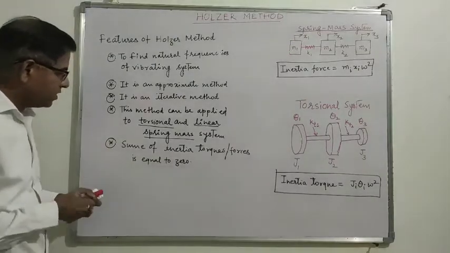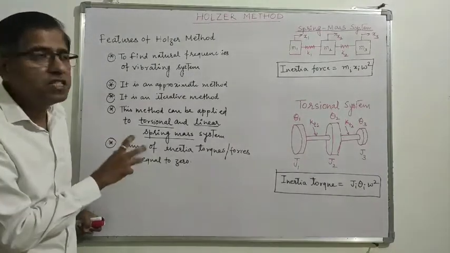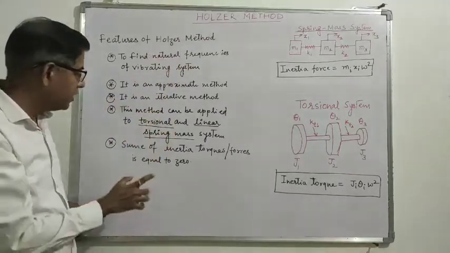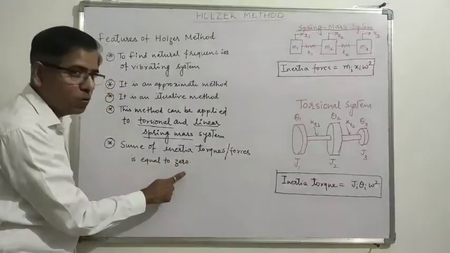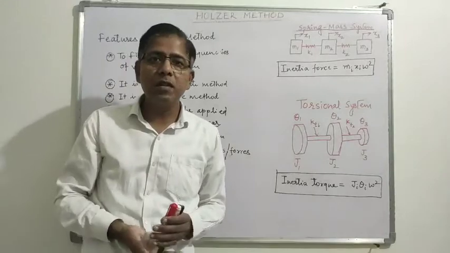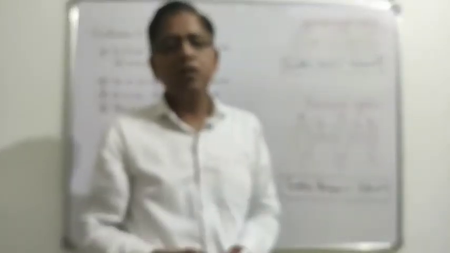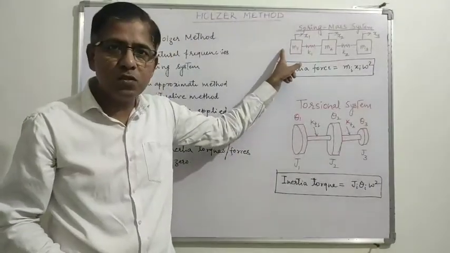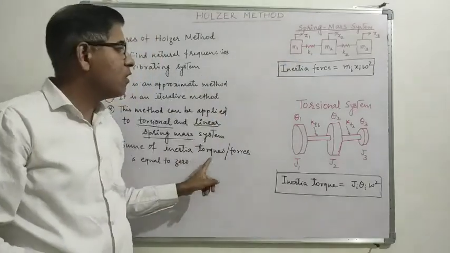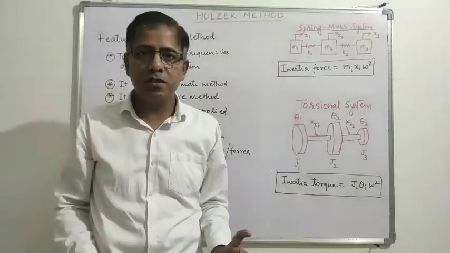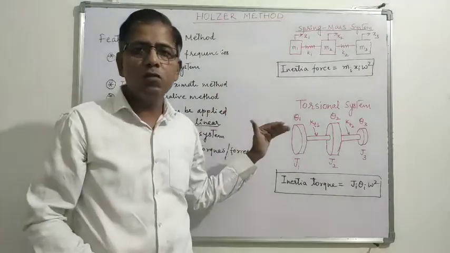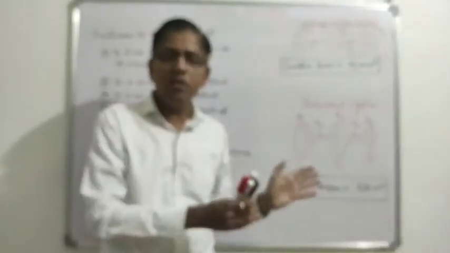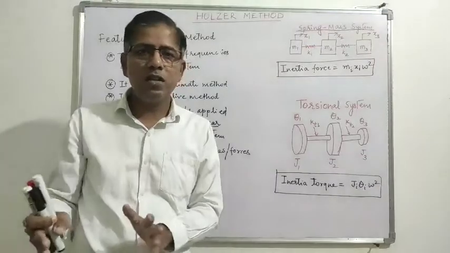And the last one is the principle. On which principle does this Holzer method work? The principle is: sum of inertia torques or forces is equal to 0. So this Holzer method works on the principle that the sum of the inertia forces or inertia torques is zero. Inertia force is the term associated with the spring mass system, and inertia torque is associated with the torsional system. So the sum of inertia forces and the sum of inertia torques is equal to 0.